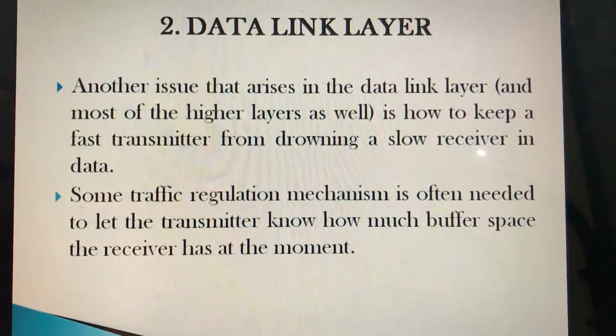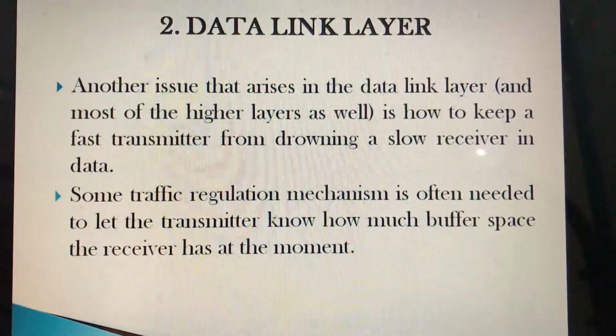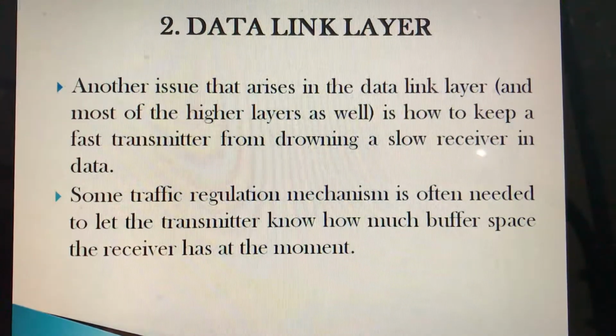Another issue dealt with by the data link layer is flow control, to deal with a fast transmitter and a slow receiver. Also, the transfer of data is regulated using traffic regulation mechanisms, where the receiver will inform the sender how much buffer space is available for receiving the data.